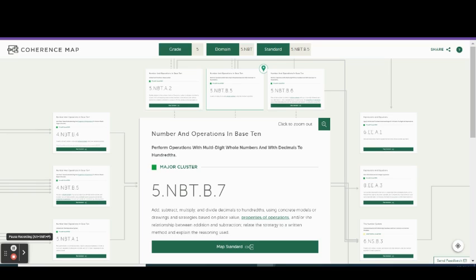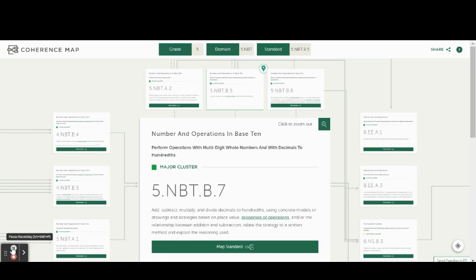Maybe they have a station where they're multiplying multi-digit whole numbers using the area model. To the students, they think that they're just using another strategy. But to me, I know I'm front-loading that model so that they're familiar with it when we get to the next standard. Those are just a few ways that I use the Coherence Map.